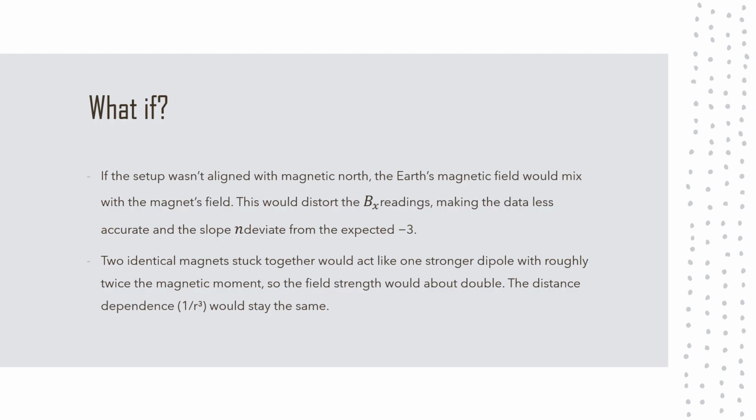Two identical magnets stuck together would act like one stronger dipole with roughly twice the magnetic moment, so the field strength would about double and the distance dependence would stay the same.